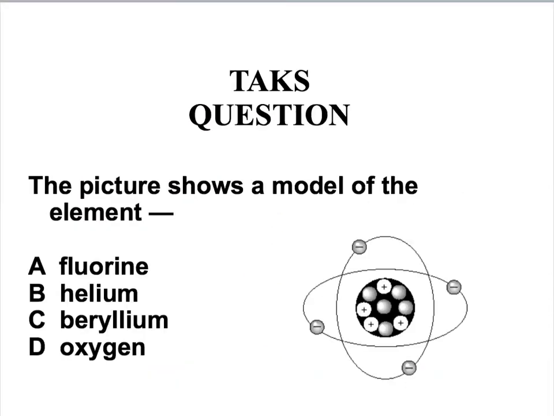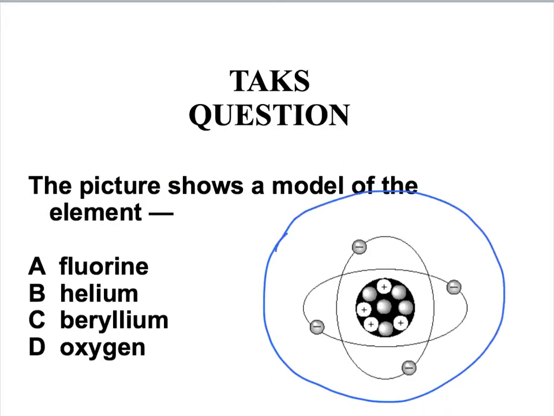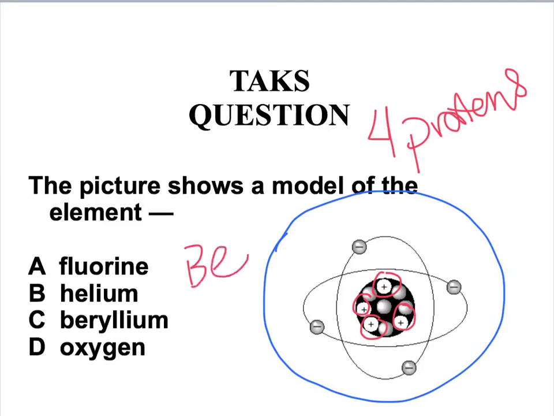Here's another question you might see where you have to identify what element from a picture. So here, if you look at this picture, we can identify what element it is by looking at the number of protons, because that'll tell us the atomic number. We know protons are positive, so we've got 1 proton here, 1 here, 1 here, 1 there. So that's a total of 4 protons. So now we look for the element with the atomic number of 4, which would be Be, or beryllium.